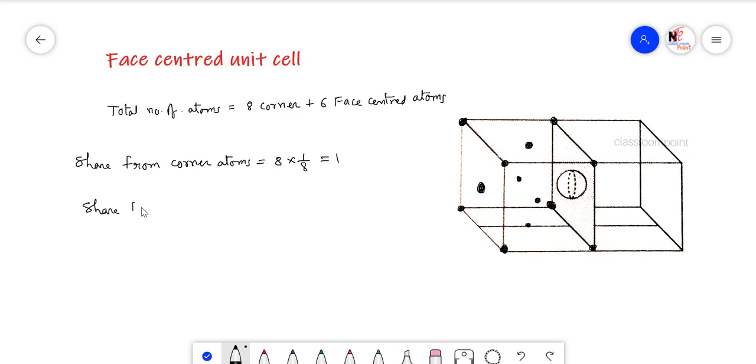Therefore, share from face centered atoms: there are 6 face centered atoms. Each atom contributes only 1/2 towards a particular unit cell, so that it equals 3. Total number of atoms 3 plus 1 equals 4 atoms per unit cell.